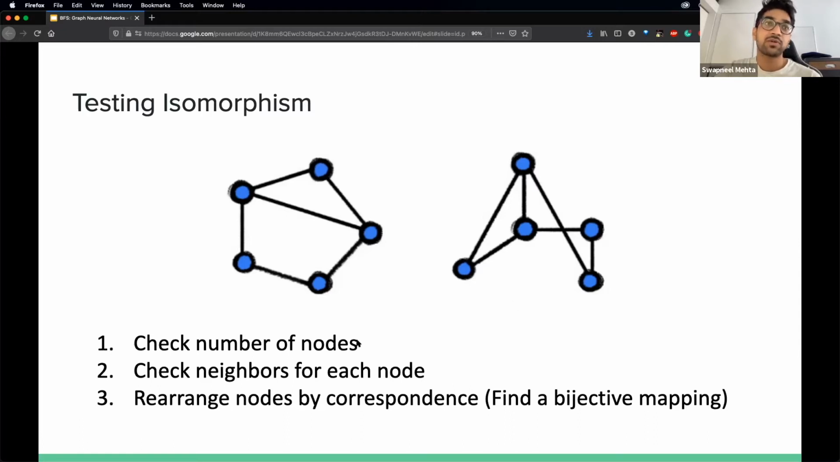First, I would check if they have the same number of nodes. If not, then they clearly cannot be isomorphic. Then I would check the neighbors for each node and try to figure out which ones have a corresponding number of neighbors. And then finally, I would try to rearrange these nodes by correspondence, so find a mapping that is one to one from the graph on the left to the graph on the right. If I'm successfully able to find this mapping, then I'm done and I can confirm that they're isomorphic. If I fail, they're not isomorphic. So that's essentially how you check for isomorphism.